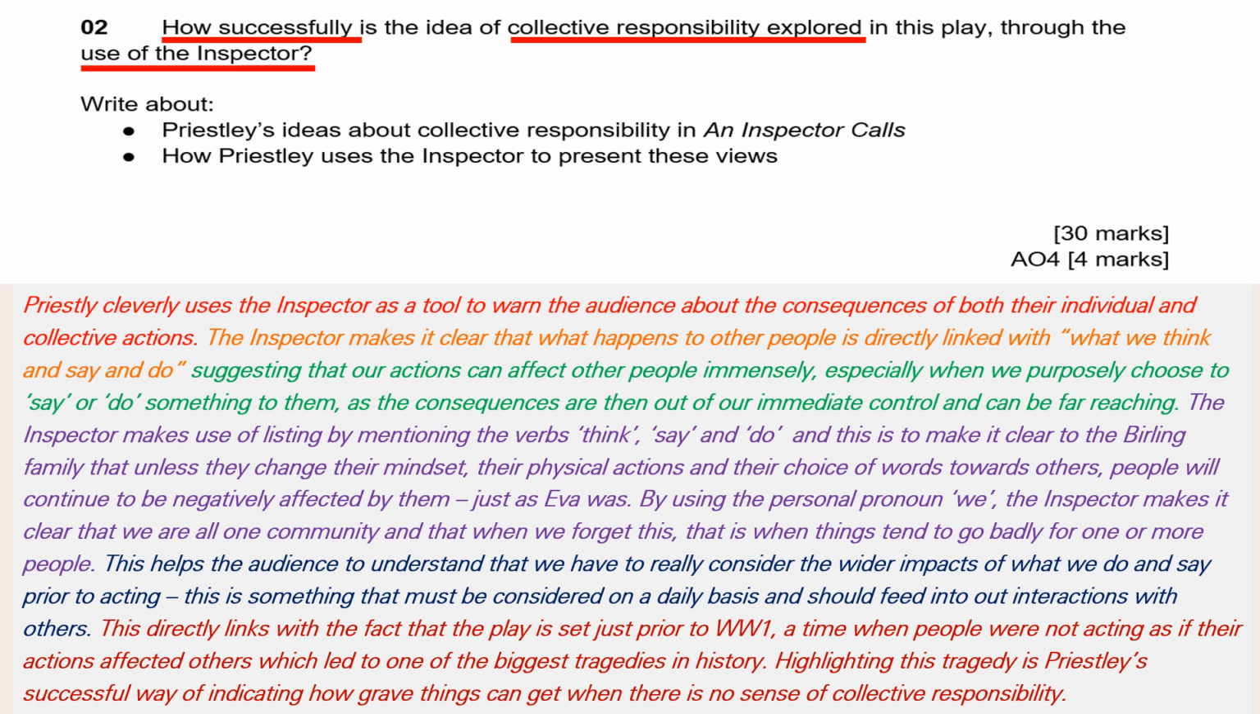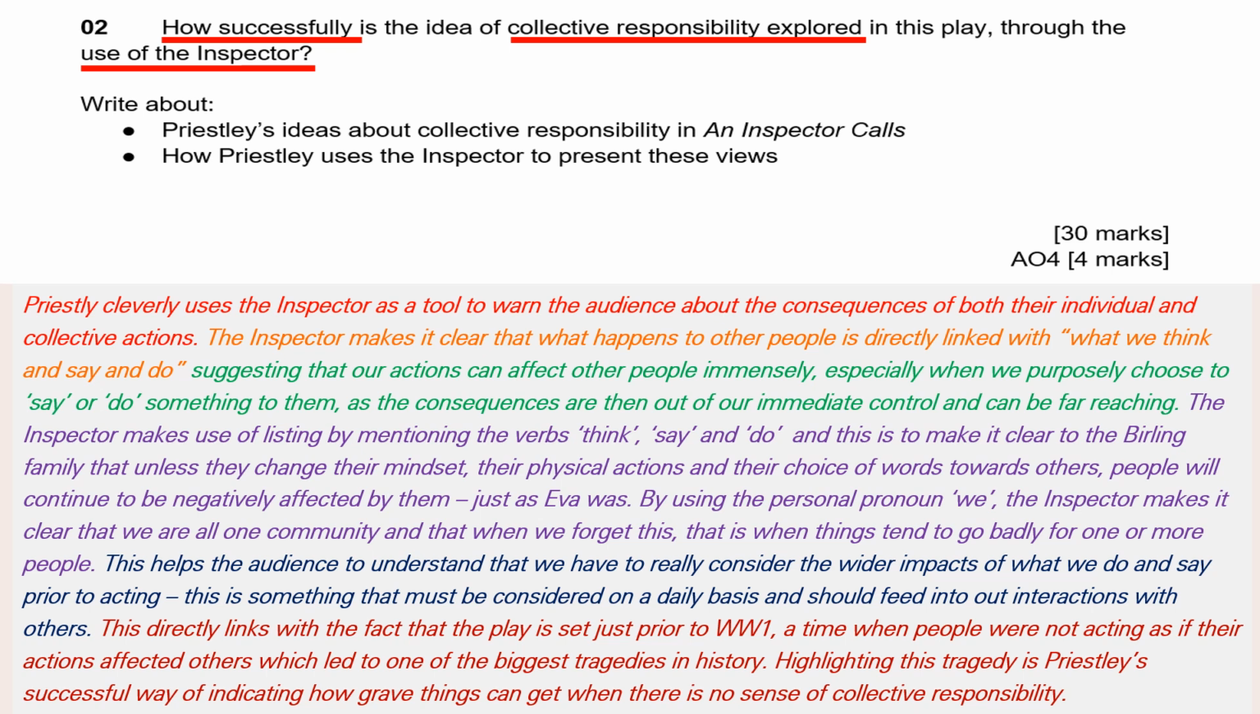And then finally, that contextual link. This directly links with the fact that the play is set just prior to World War I, a time when people were not acting as if their actions affected others, which led to one of the biggest tragedies in history. Highlighting this tragedy is Priestley's successful way of indicating how grave things can get when there is no sense of collective responsibility. So I've used those keywords in the question, collective responsibility. I've linked it to the time and the historical context, but I've also talked about why that historical context is important.